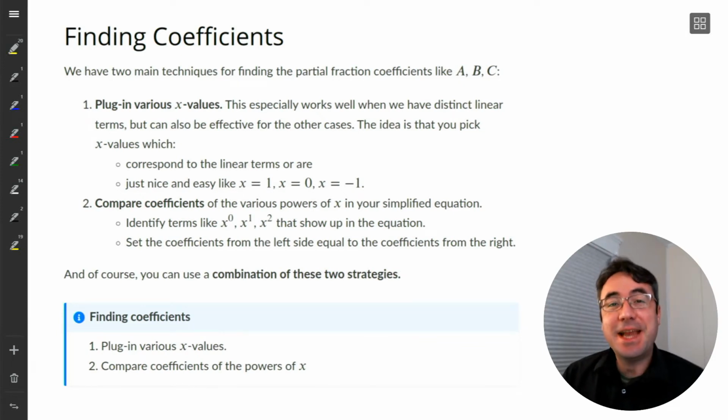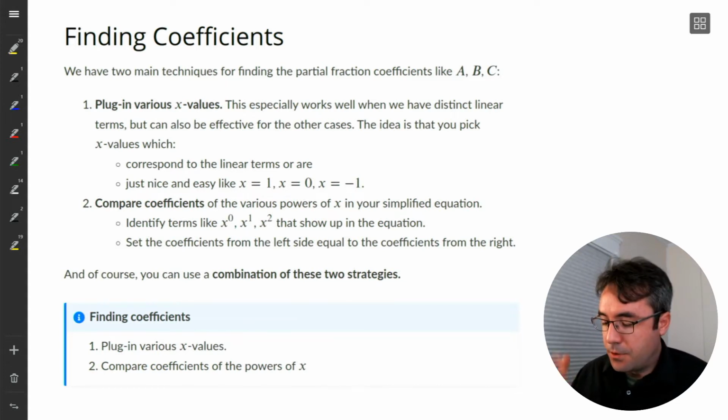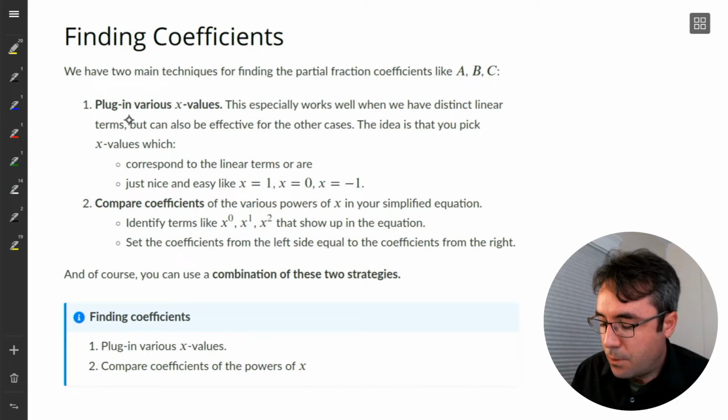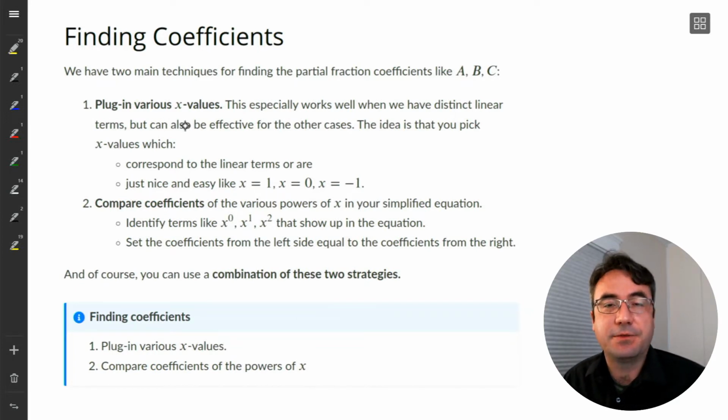Welcome everyone. Today we're going to continue talking about partial fraction decompositions. To get started, we're going to review our two main techniques for how we find the coefficients A, B, C, and so on. We might have more. In the examples we saw last time, the strategy we were using was to plug in various x values. So we had this equation, and we would look for our distinct linear terms. And for those distinct linear terms, we would choose the corresponding x value.